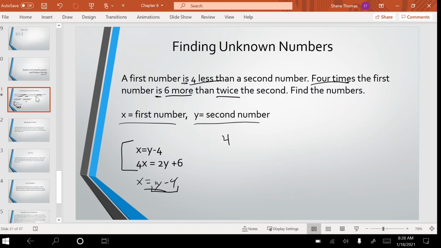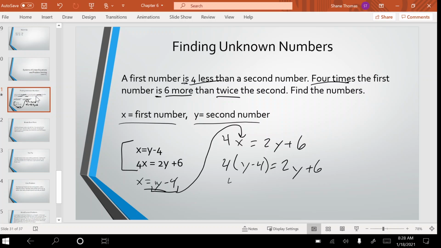So 4 goes in here. So 4 times y minus 4 equals 2y plus 6. Now what do I have to do? Distribute the 4, giving me? Good. 4y minus 16 equals 2y plus 6. Now what?